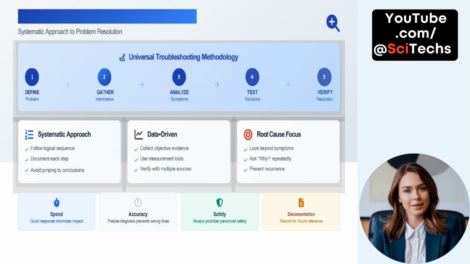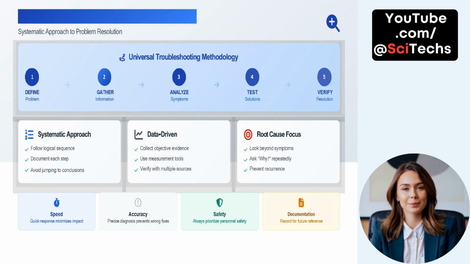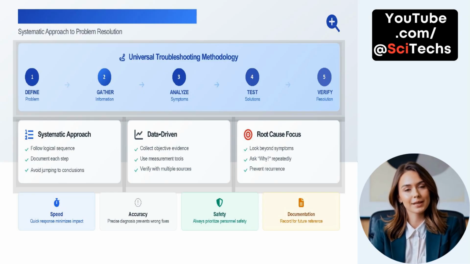The third step is to analyze symptoms, connecting the evidence to possible causes. Then, test potential solutions carefully, using controlled methods. Finally, verify that the resolution worked and that the issue is truly fixed. This systematic approach ensures each step is logical, documented, and free from premature conclusions.